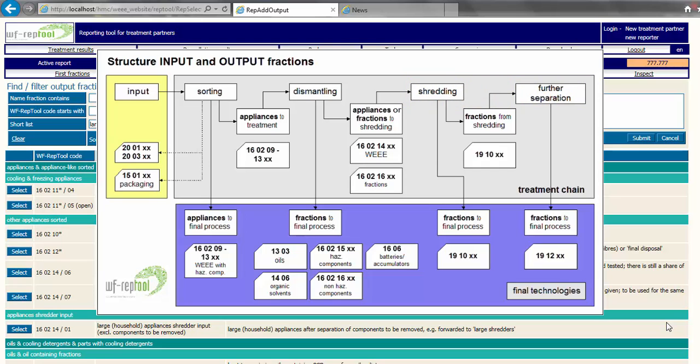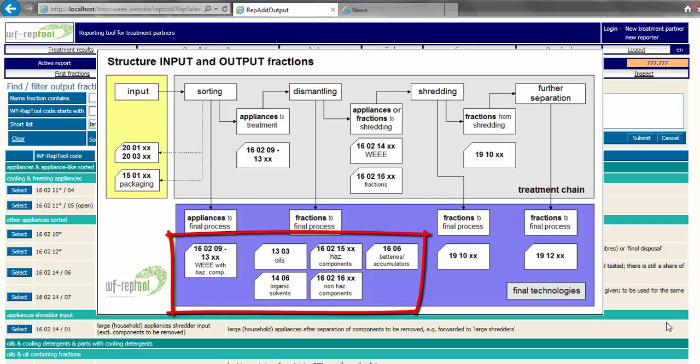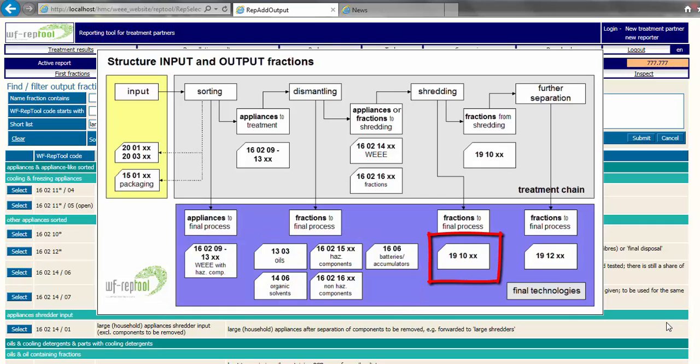The order of codes is given in the RepTool with 16 or 13, 14, 15 for sorting and dismantling fractions, 19, 10 for shredder fractions, more mixed fractions, and 1912 for fractions from further separation.